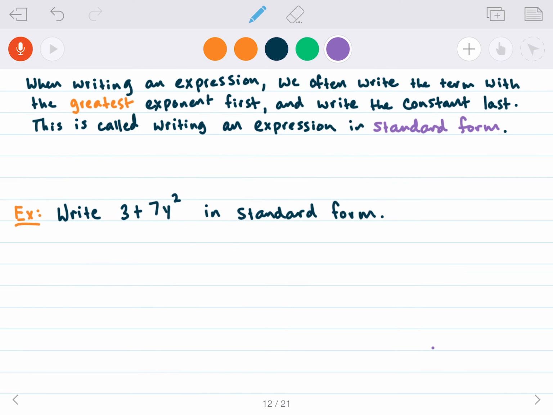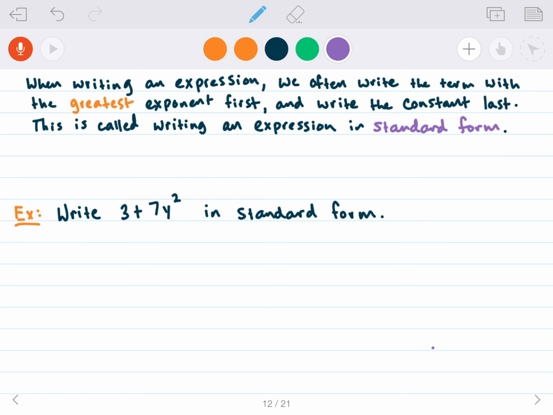All right, so the next thing we're going to talk about is writing expressions in standard form, okay? And the way that we do that, it's pretty simple. We just write the term with the greatest exponent first, and then we go in descending order from left to right. And we write the constant last, okay? So we call this writing an expression in standard form.